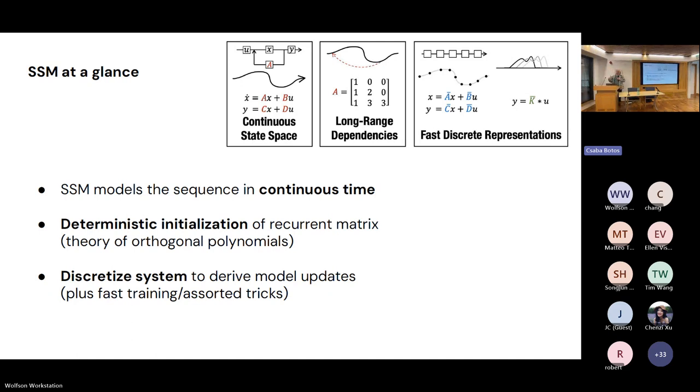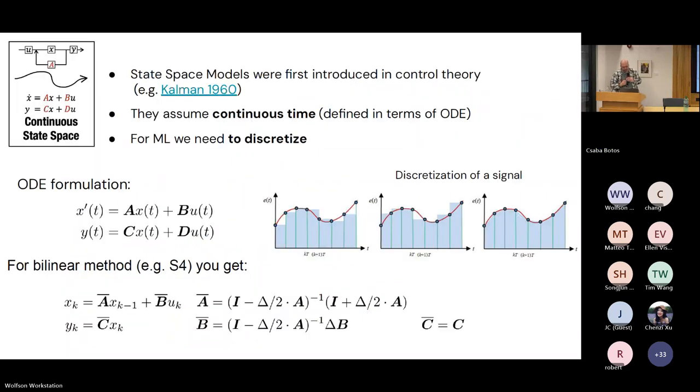So the HiPPO paper basically proposed a way of setting up the matrix A, B, C, or actually A, that's the only matrix you need to think about. They proposed a way of how to initialize, how to set up matrix A in such a way that this system compresses the sequence optimally, and this is the HiPPO initialization. And then in order to actually use these models in practice, in machine learning, you have to discretize them. And once you've discretized them, you get something that looks like a recurrent neural network.